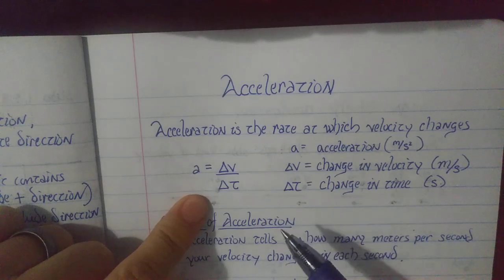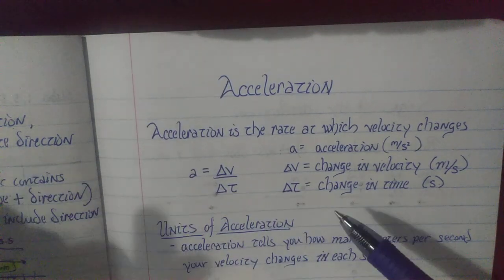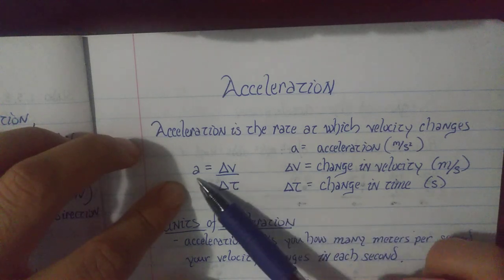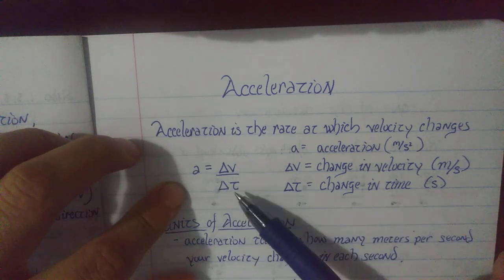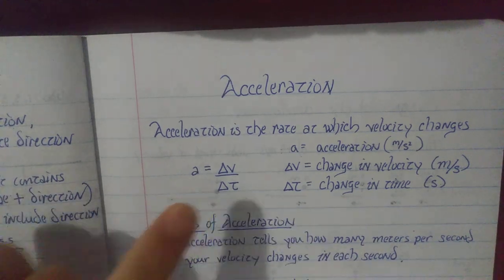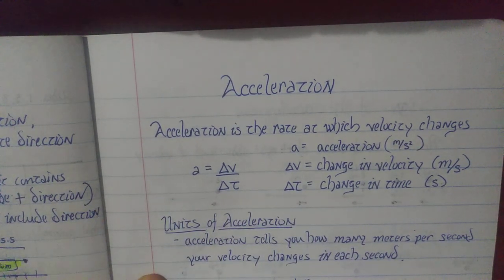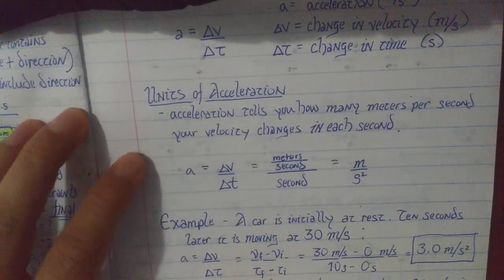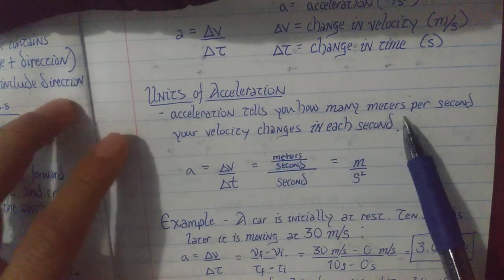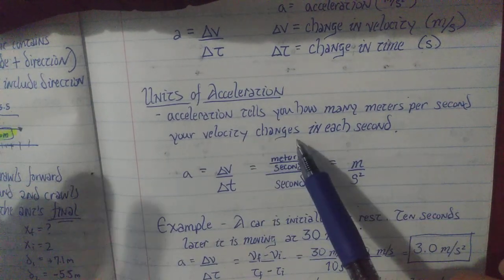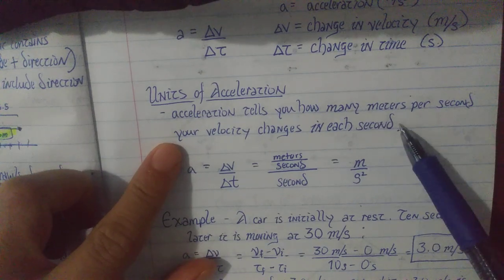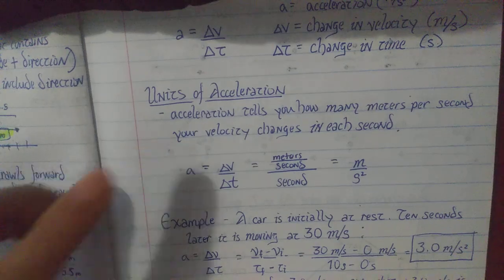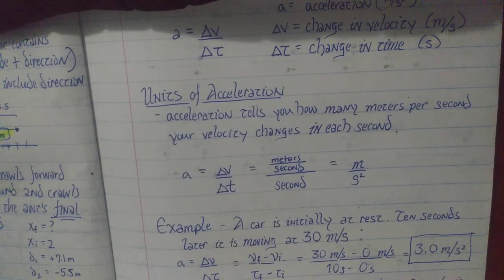This is the formula for acceleration, which we're going to do harder calculations next time. This time we're doing this basic formula. A equals the change in velocity over the change in time. We'll get into the units of acceleration down here. Acceleration tells you how many meters per second your velocity changes in each second. So this is important to know, and we're going to look at what exactly that means, and that'll be on the homework we're doing as well.